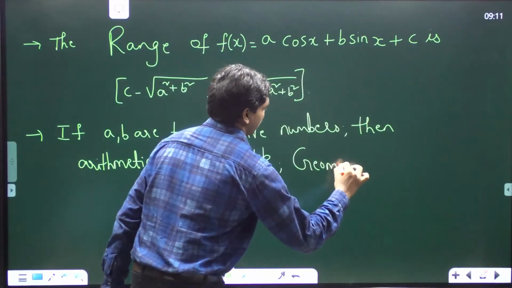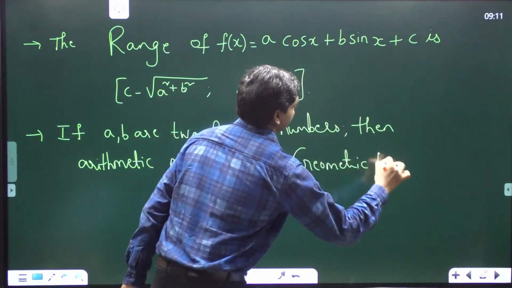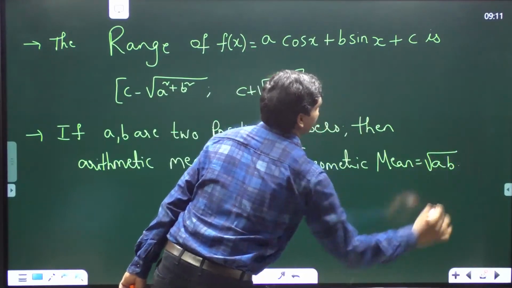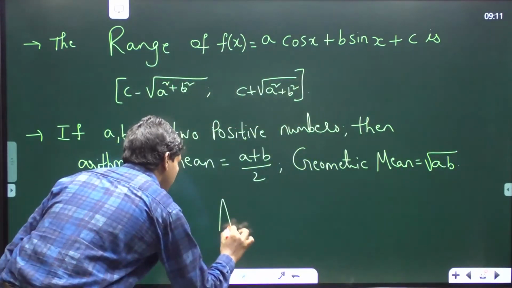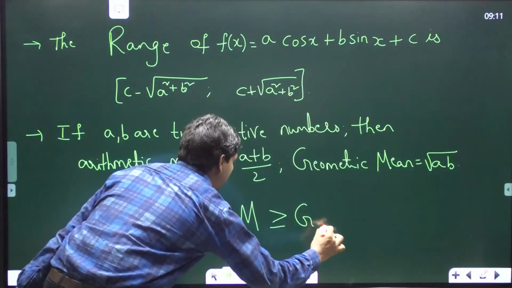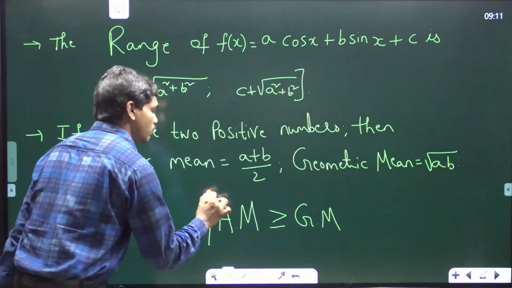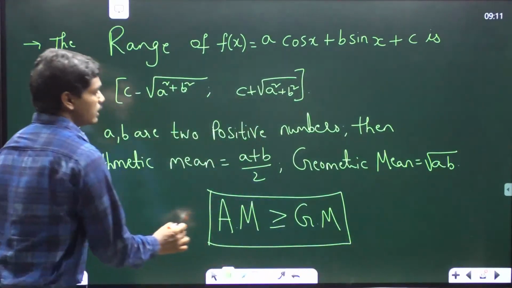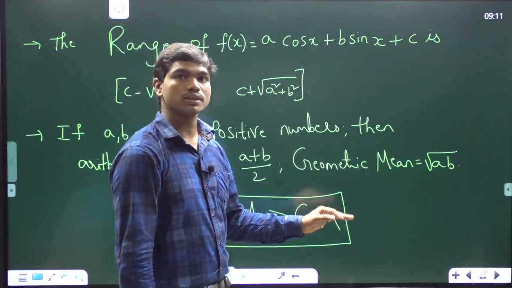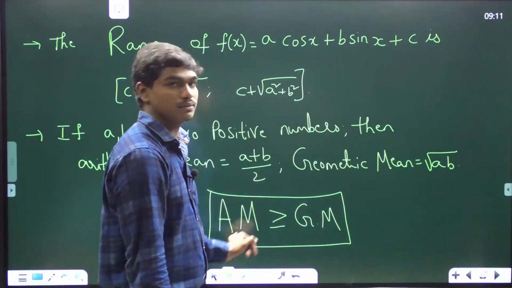Geometric mean is equal to square root of AB. And one thing is, arithmetic mean, which I call AM, is always greater than or equal to GM, the geometric mean. This result is also important because they'll be asking you some functions which are associated in this way, and they'll ask you what's the minimum value of this arithmetic mean.